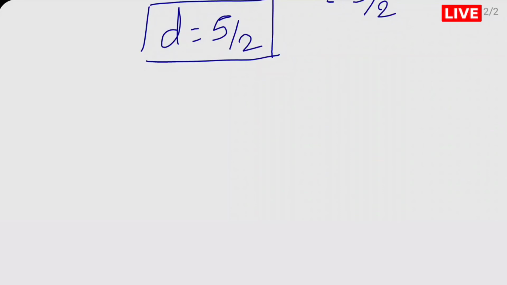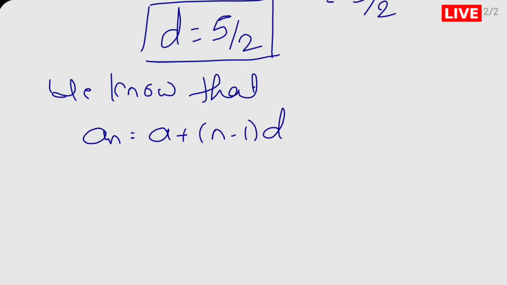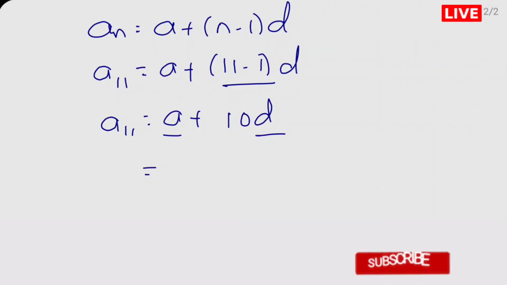And here we know the formula, write down, an equals a plus n minus 1 into d. Here we want to find the 11th term, so n is replaced by 11. A11 equals a plus 11 minus 1 into d. Now A11 equals a plus 11 minus 1, which is 10, into d. And we know the values of a and d, so substitute here. A is the first term.